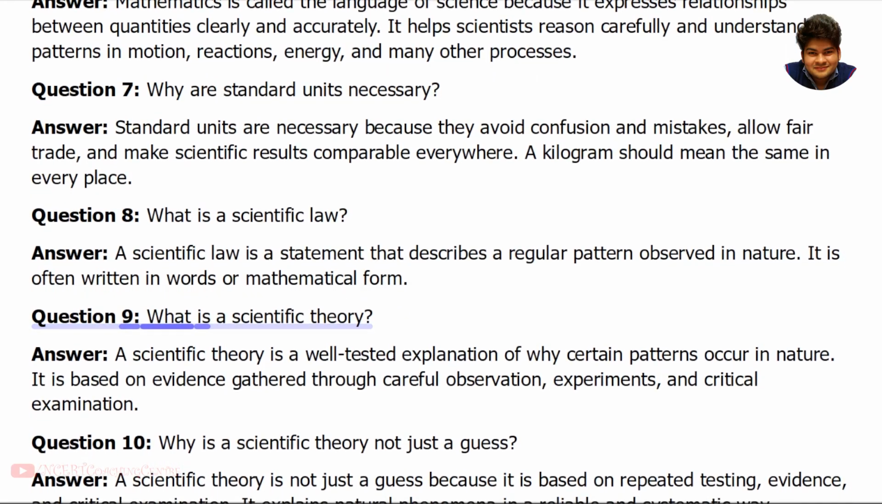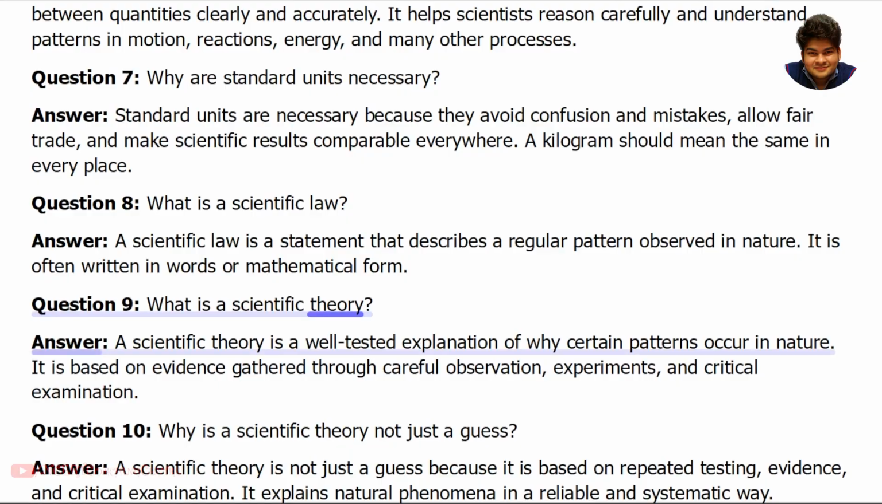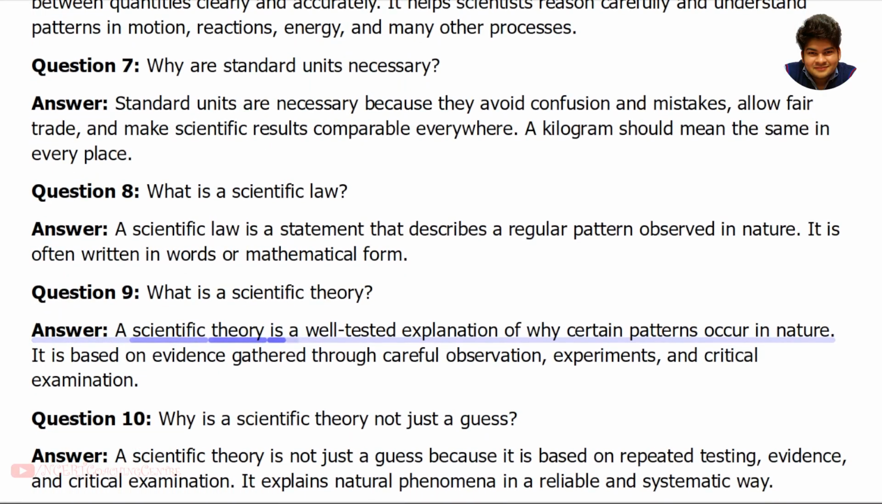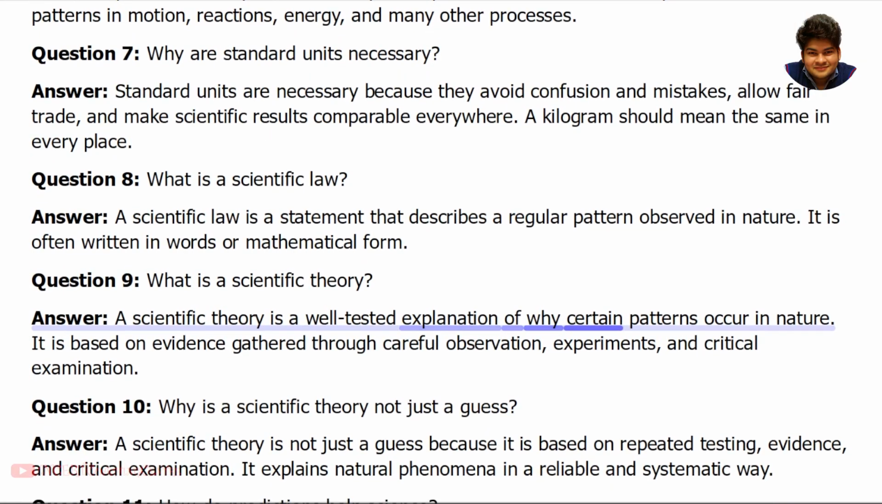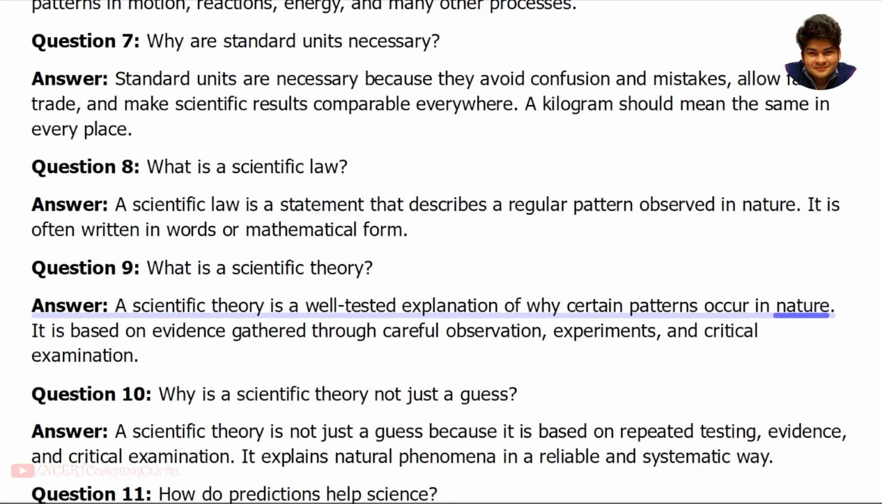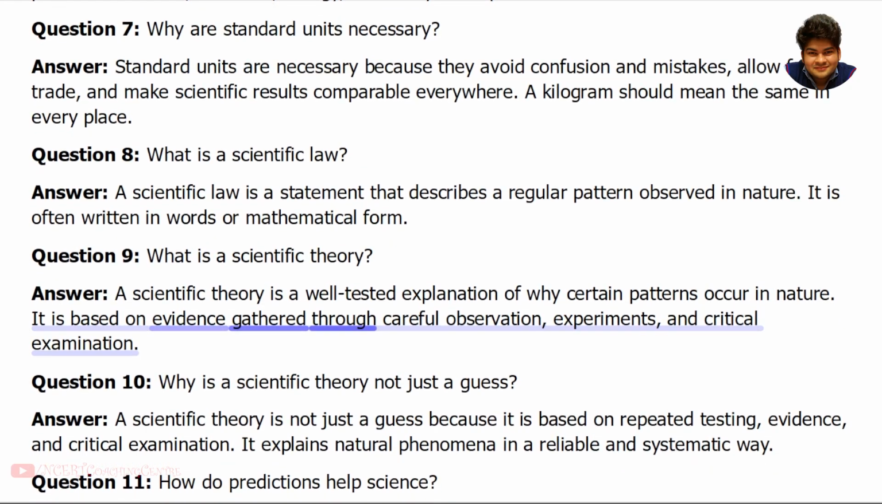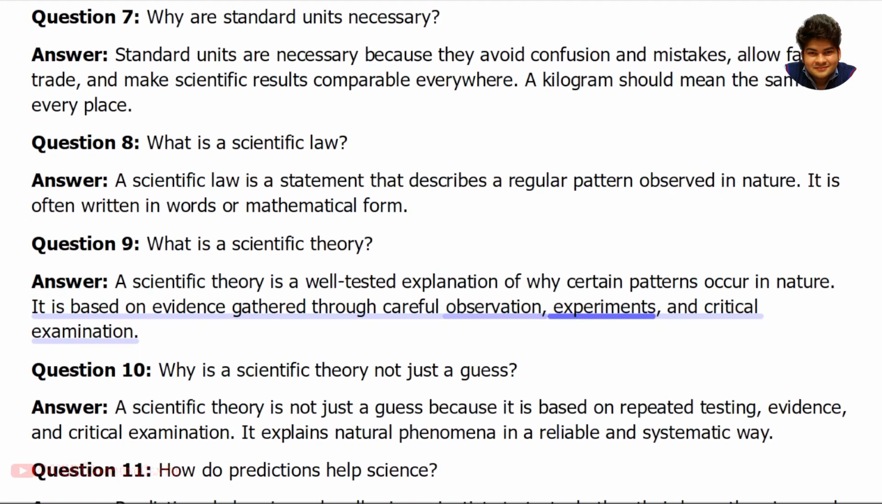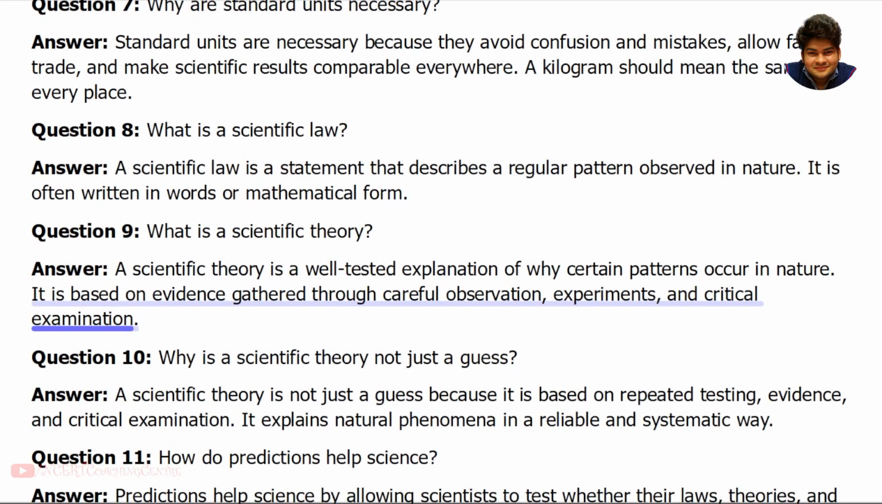Question 9. What is a scientific theory? Answer: a scientific theory is a well-tested explanation of why certain patterns occur in nature. It is based on evidence gathered through careful observation, experiments, and critical examination.